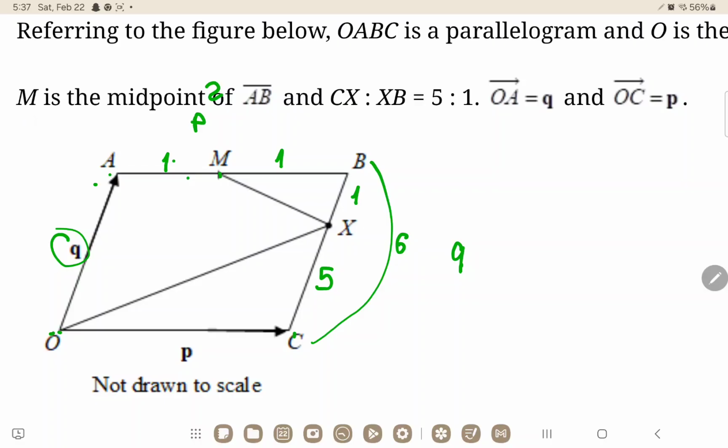Now they're asking us what is AM. So AM is half, because it's a ratio of 1:2. Right? So it's half of the vector P, because we know AB is P, and it is half of AB. So it's half P. That's what they're asking for in the first question.